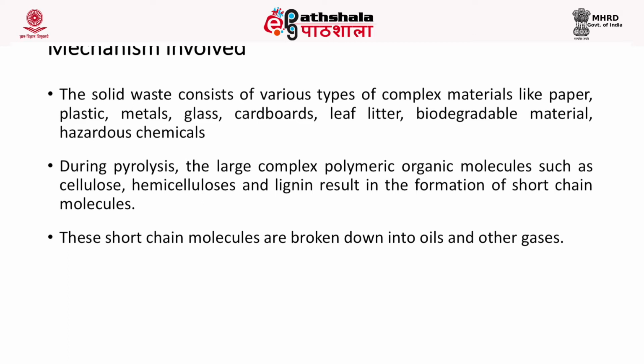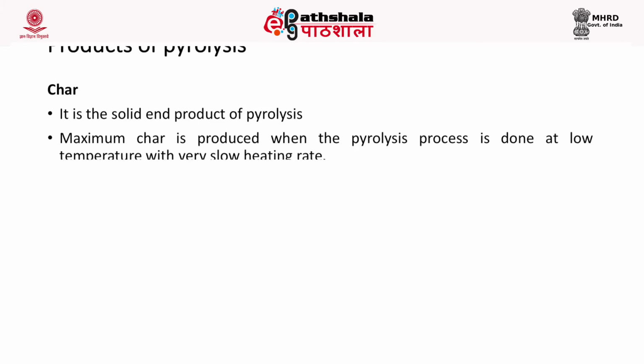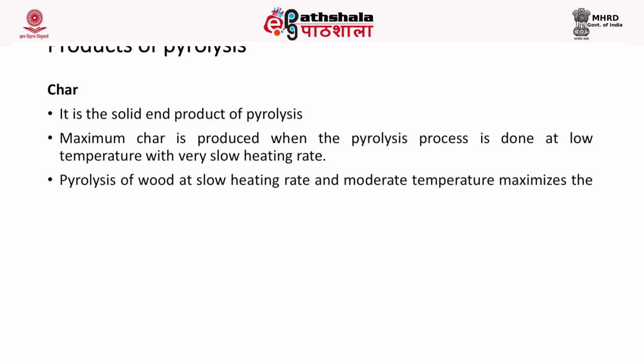So, during pyrolysis, the large complex polymeric organic molecules present in these materials, that is the cellulose, hemicellulose and lignin, all result in the formation of short chain molecules. Now, these short chain molecules are further broken down into solid end products or liquid or gaseous products. Now, let's discuss the various products which are produced in detail. As I told you, pyrolysis produces three different products: char, oil and gaseous product.